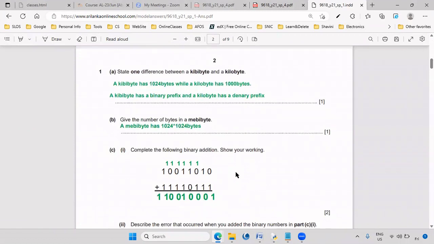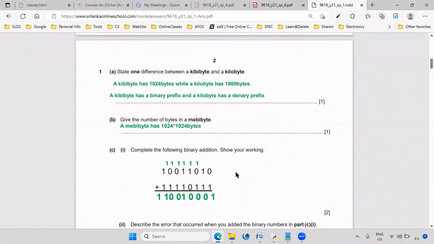State one difference between a kibibyte and a kilobyte. A kibibyte has 1024 bytes, while a kilobyte has 1000 bytes. And a kibibyte has a binary prefix. It means 2 to the power 10. A kilobyte has a denary prefix, which is 10 to the power 3.